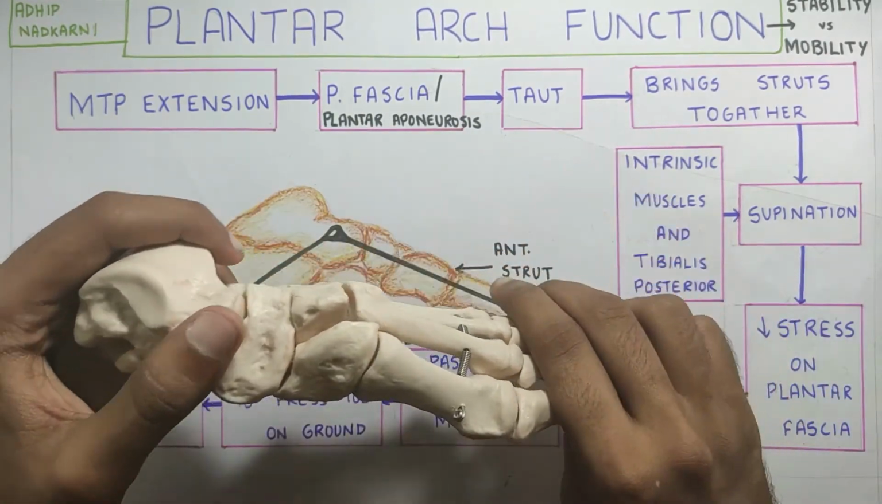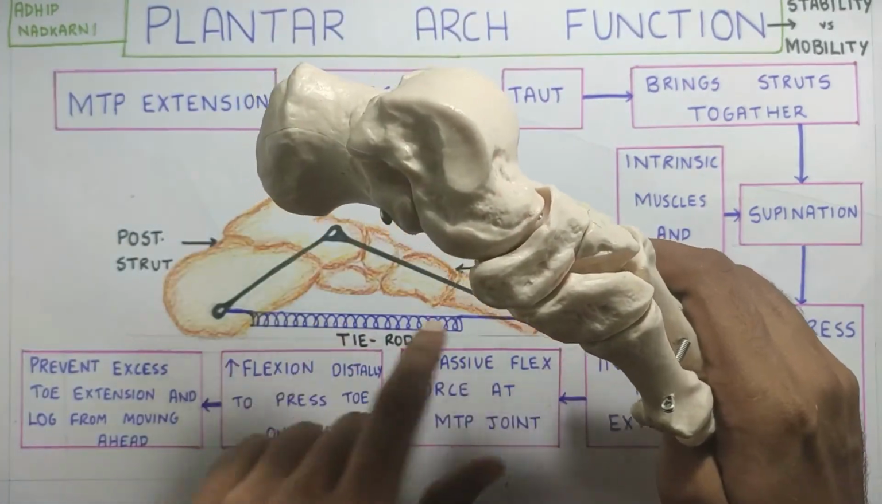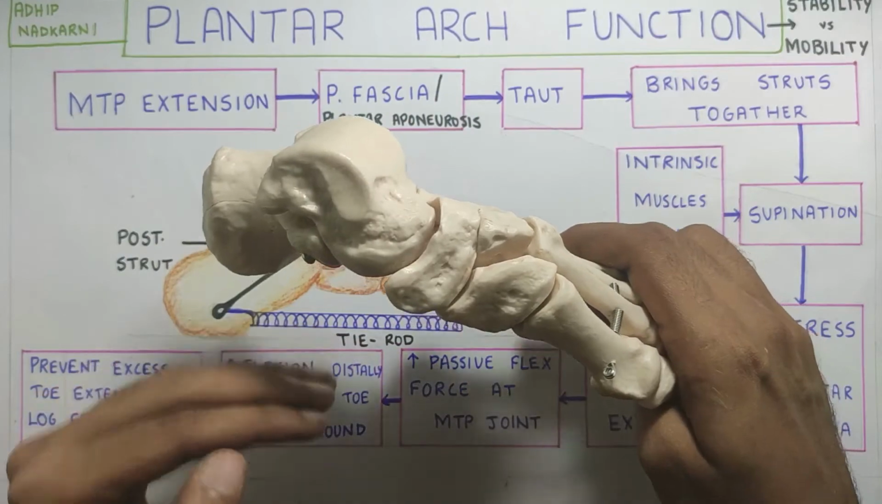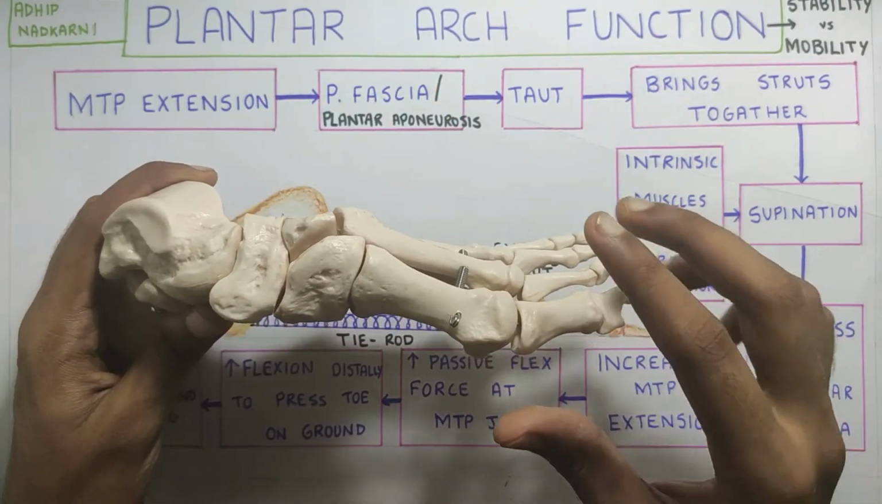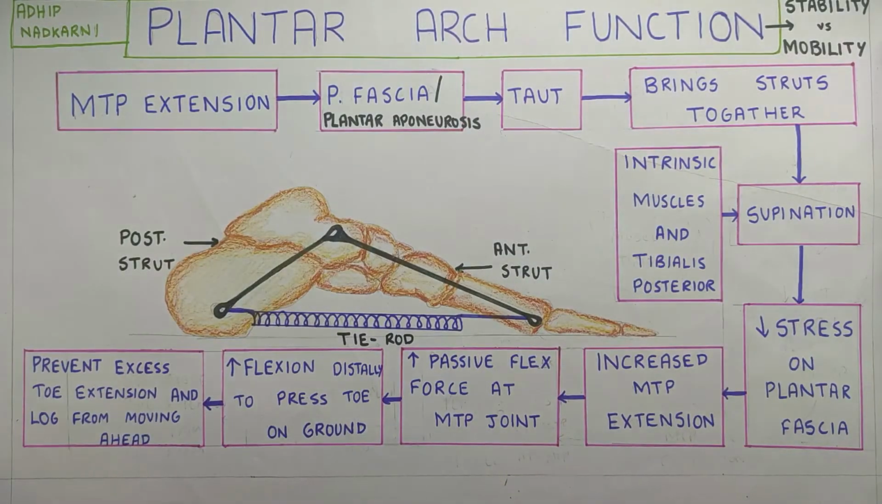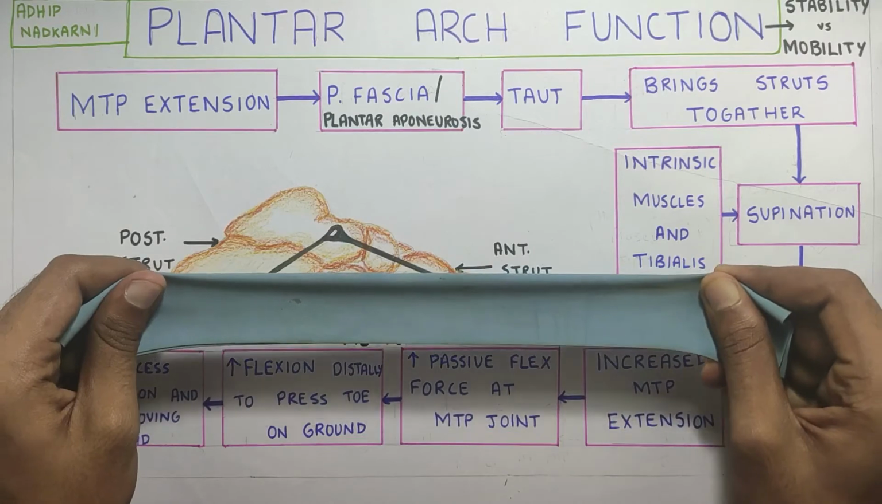Because your MTP joint has gone for so much of MTP extension, this plantar fascia is causing passive flexor force and it is preventing excessive extension at this joint. Okay, so let's look at this again. Let's have a quick look. So first MTP extension occurred, which caused the plantar fascia to become taut.